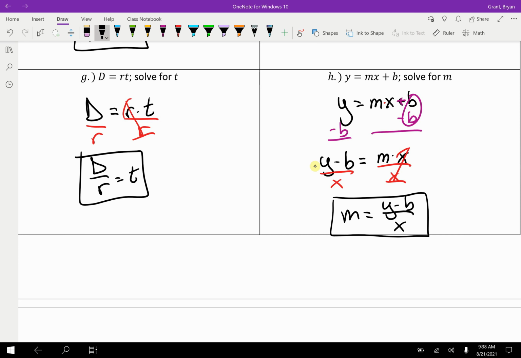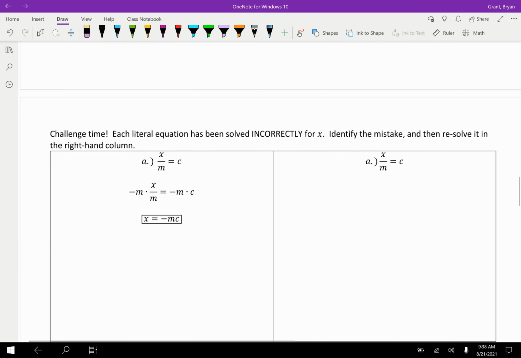You'll notice that I moved the m to the left side and all this to the right, and that's just habit. I like having the variable on the left instead of the right. I didn't do it over here. And it's totally up to you. You could keep it just like this, and that's fine for an answer as well. All right, moving on out.